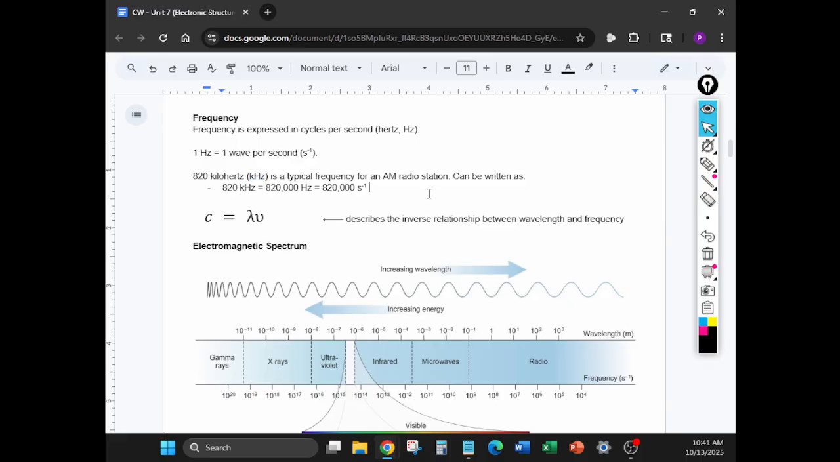And all of these characteristics of light are connected to one another, and this is the equation for that. C, the speed of light, is equal to the wavelength times the frequency. So this is our first equation. The speed of light, C, right? This is 3 times 10 to the power of 8, is equal to the wavelength and then the frequency.